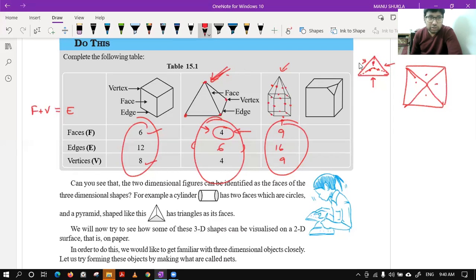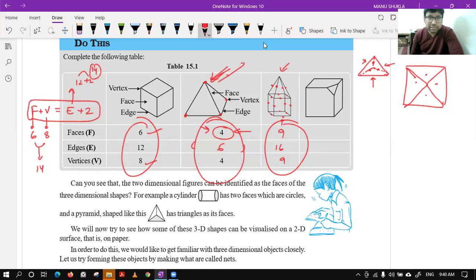What should I add in E to make this equation correct? That is very good. Plus 2. Now you can check on your own. This formula will work in all the cases. Now if I put F equal to 6 and V equal to 8, the answer is 14. E, we are having 12 plus 2, which is also 14. So the equation is correct.